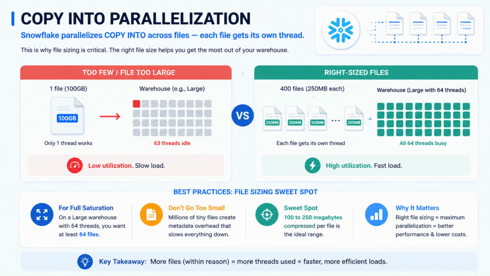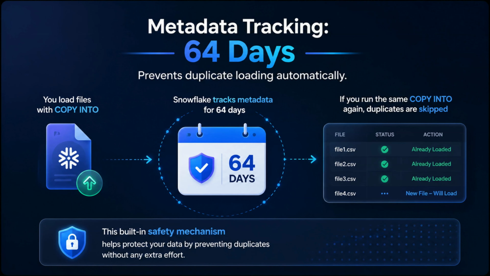But don't go too small. Millions of tiny files create metadata overhead that slows everything down. The sweet spot is 100 to 250 megabytes compressed per file. Snowflake tracks metadata on every file loaded through copy into for 64 days. If you run the same command again, it automatically skips files that were already loaded, preventing duplicates.